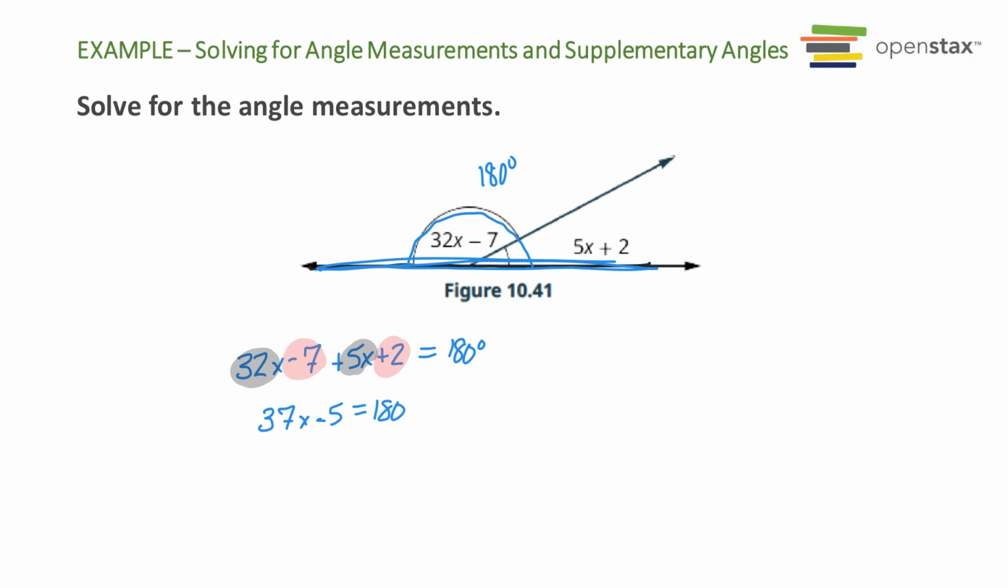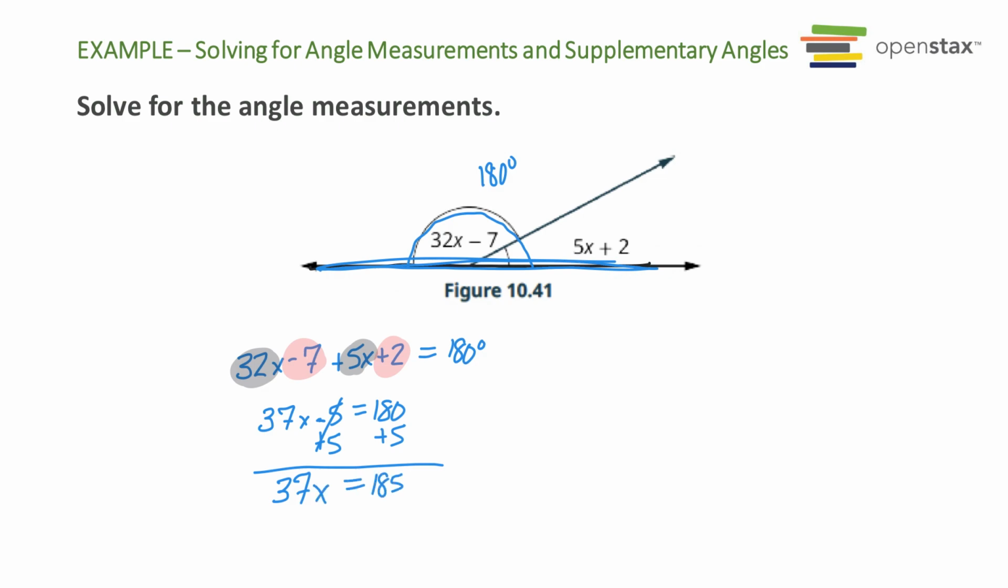And so to solve this, we want to work in reverse. We're trying to find x. And so to find x, we want to clean up around x, starting with the furthest away from x. So this plus 5 is the furthest from x. So the opposite of subtraction is addition. So we want to add 5 over. So that's going to be 37x equals 185.